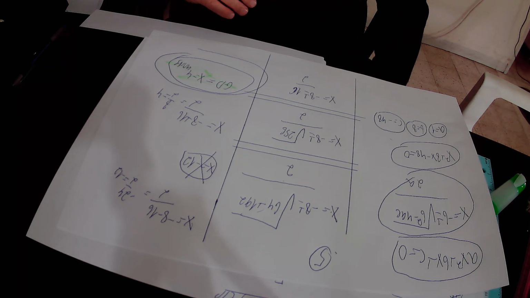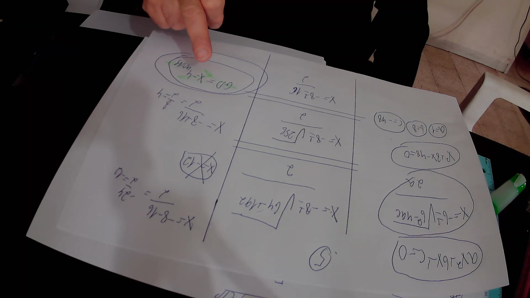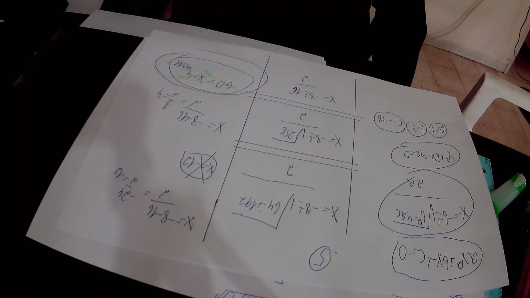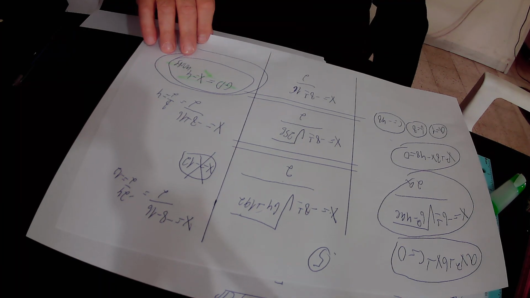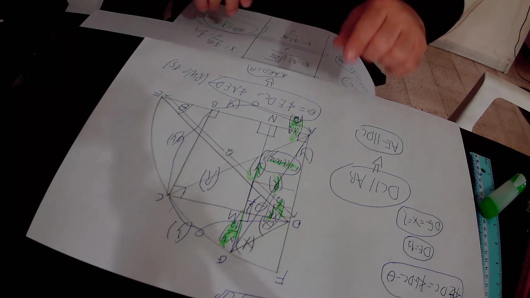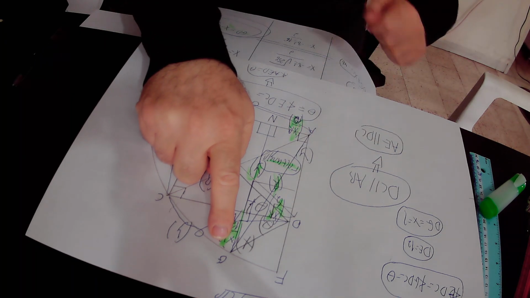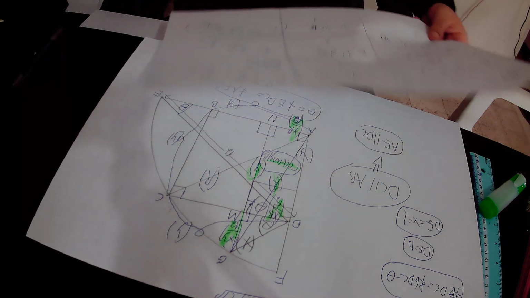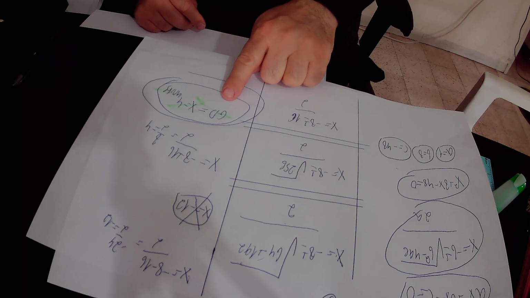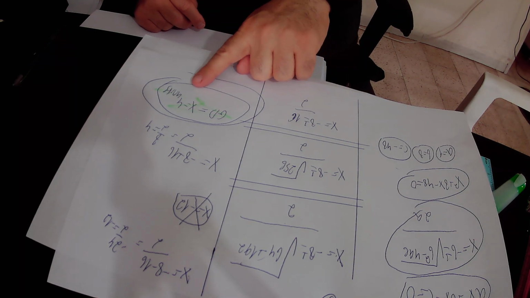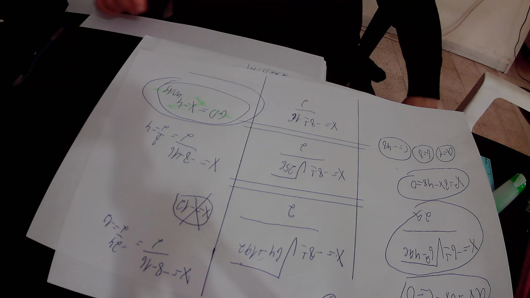The positive solution for x is as follows: x equals minus 8 plus 16 over 2. Minus 8 plus 16 is 8, and 8 over 2 is 4. So we found that x, the length of this line segment GD, equals 4 units. I repeat again, the length of line segment GD is x, which equals 4 units. Okay, thank you very much.